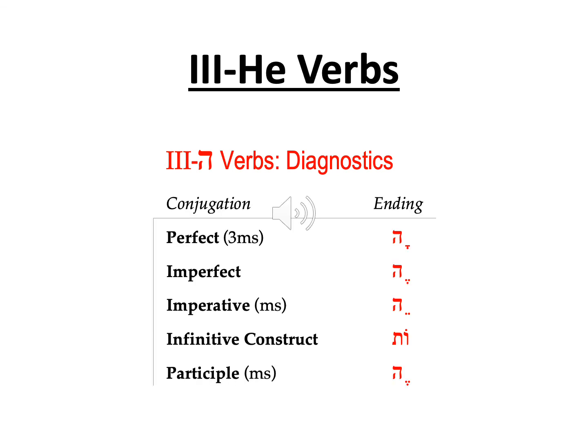Again, as a repetition, here are the third hey diagnostics, keeping in mind you are going to see this chart in every single stem we cover. Perfect always ends in kametz hey. Imperfect always ends in segol hey. Imperative always ends in tsere hey. Infinitive construct always ends in holem vav tav. And the participle always ends in segol hey.